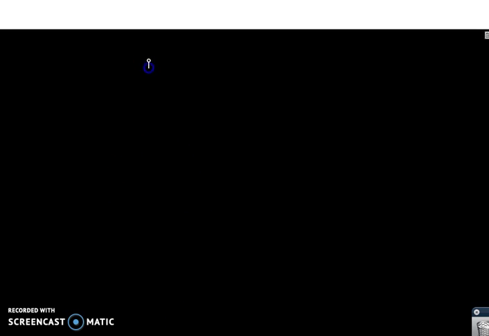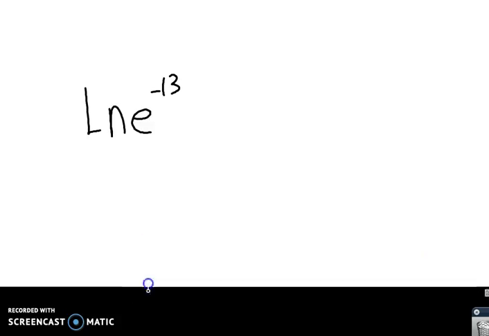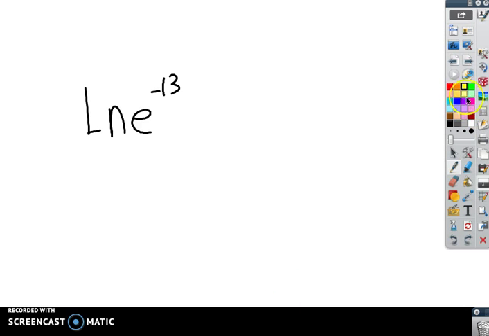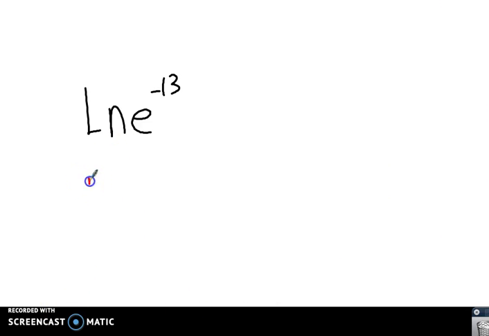Another tricky one, we have this. We have the ln of e to the negative 13. Now you might be asking, how the heck am I going to do this? Well, remember, however, the following. ln is really the log base e.